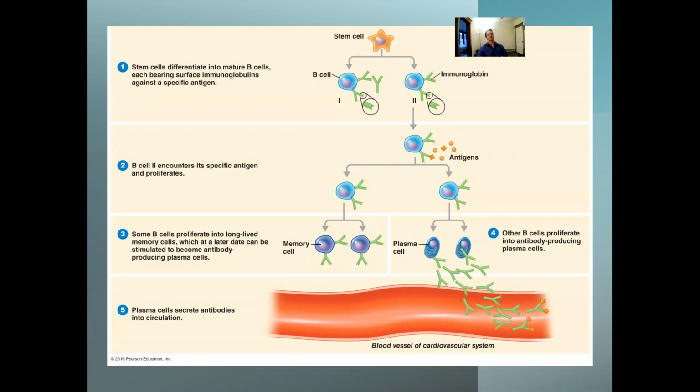I would also like to point out that the initial antibodies produced are generally IgM, but later the same cell might produce different classes of antibodies such as IgG or IgE, which is called class switching, just a term I want you guys to be aware of.